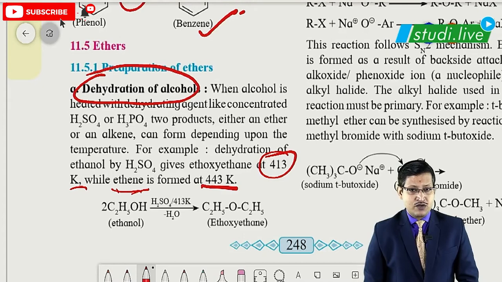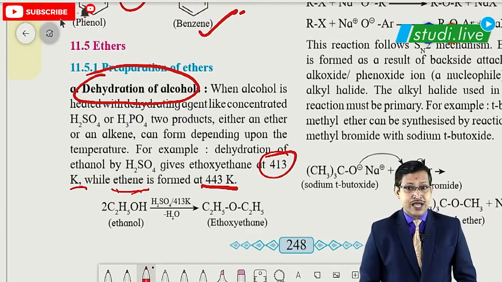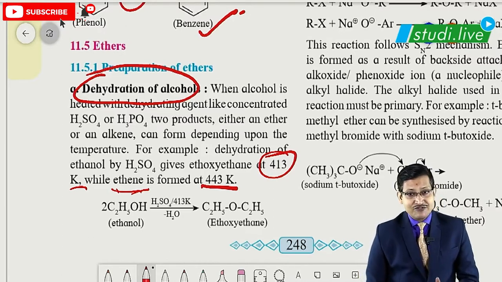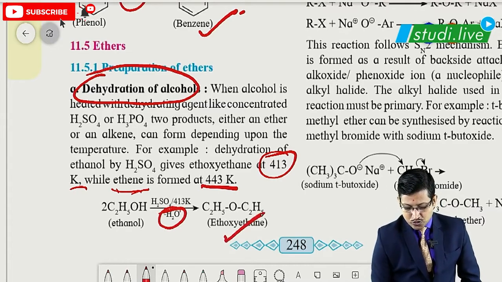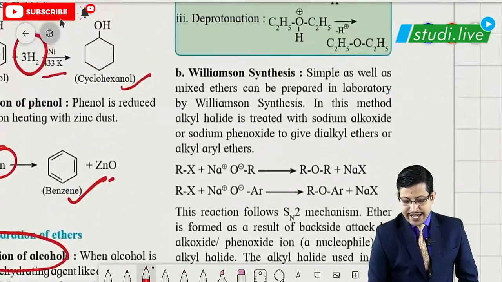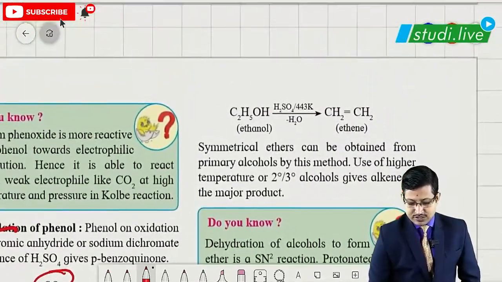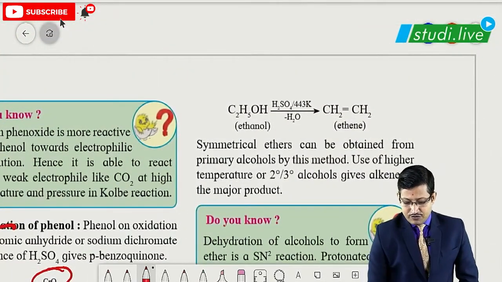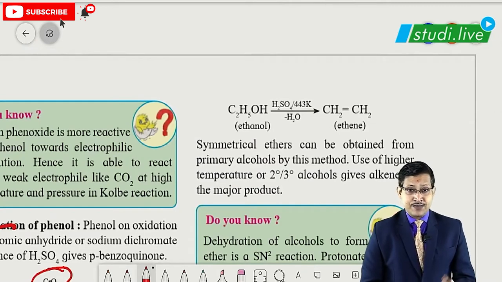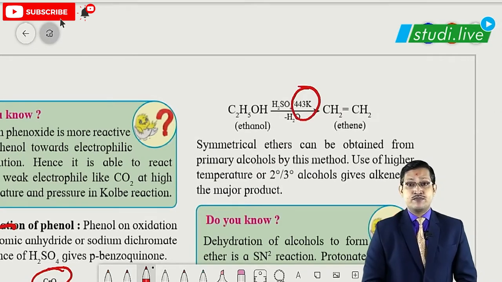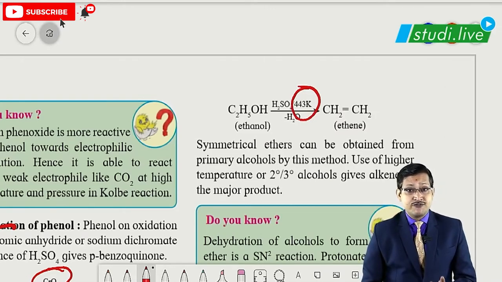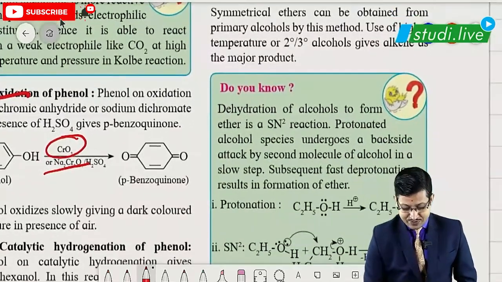So be alert. What I have said: alcohols will give you ethers at 413 Kelvin, and alcohols will give you alkene at 443 Kelvin. Both reactions are very close and very important. This is the reaction of dehydration that gives you ethoxyethane, the formation of ethoxyethane. Here ethanol gets converted into ethene, when the temperature is 443. Previously for ether the temperature was 413. The temperature change is what you students need to know when you are writing your exams.